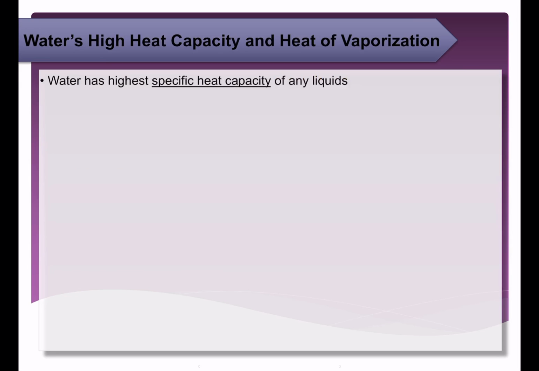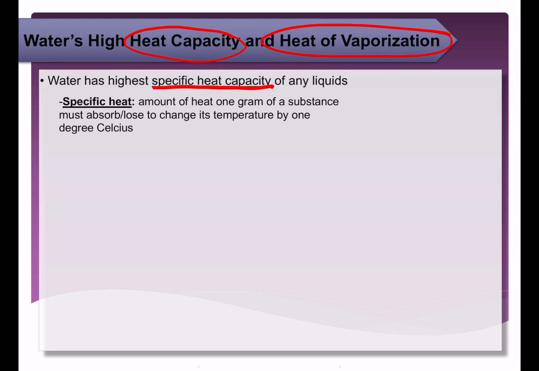The next two unique properties of water look at its heat capacity and heat of vaporization. Now, water is known to have the highest specific heat capacity of any liquid. So what does that mean? Well, specific heat is defined as the amount of heat 1 gram of a substance must absorb or lose to change its temperature by 1 degree Celsius. Meaning, how much heat do we need to change that particular substance by 1 degree Celsius in temperature?